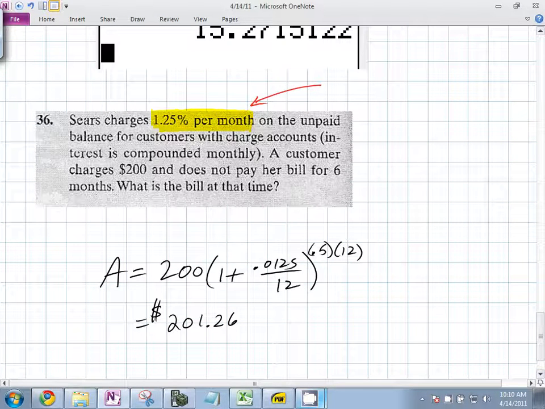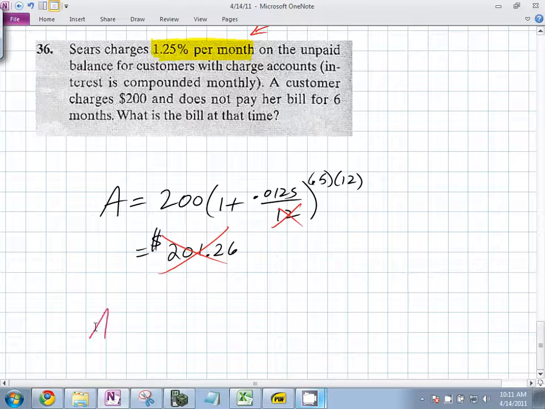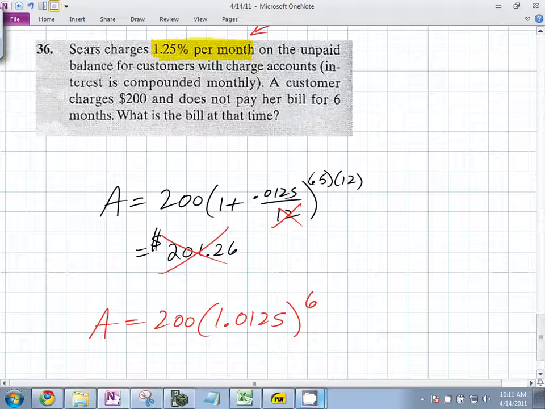At 1.25% per month, what is that annually, if you wanted to think about it annually? It's times 12. That's a 15% interest rate yearly, right? So, how do we fix this? Get rid of the divided by 12. So your amount is actually going to be 200 times 1.0125 to the 6. You keep that exponent because you're compounding it 6 times.